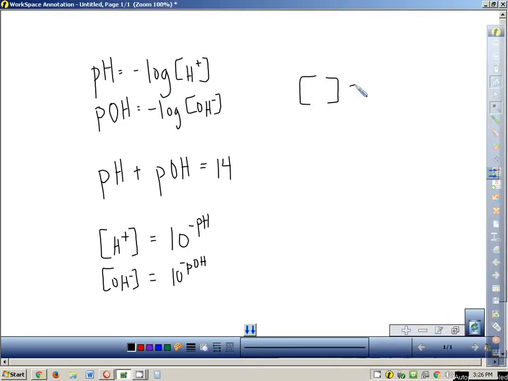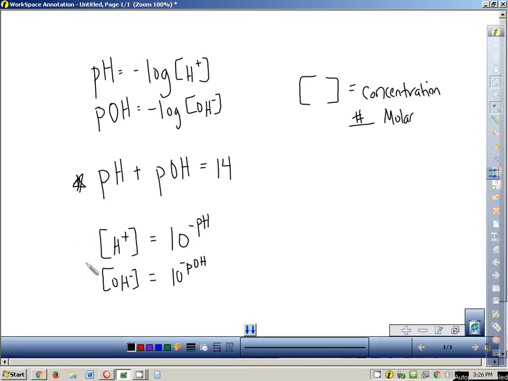When you see the brackets, that's referring to concentration, and usually concentration is given in molarity, and that's going to be the case for here. So we should see some number and then a capital M, like for molar. Okay. Then right here we have the relationship between pH and pOH. If you add them up together, it equals 14.